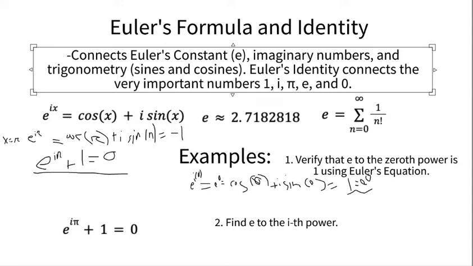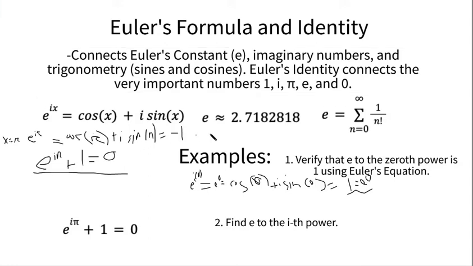So let's do another example. Find e to the ith power. Okay, so e to the ith power, we're just going to plug in x equals 1, so then we just get e to the i. So e to the i would just be for x equals 1. Just going to plug in x equals 1. e to the i equals cosine of 1 plus i sine of 1.